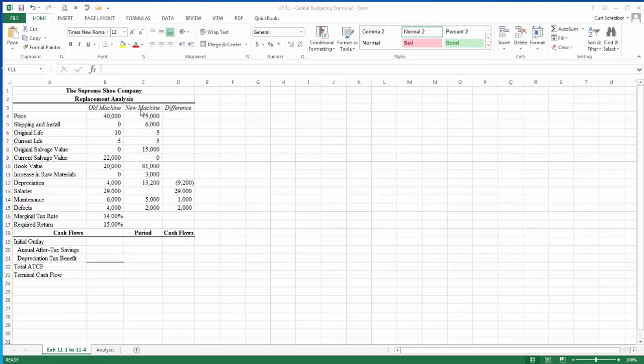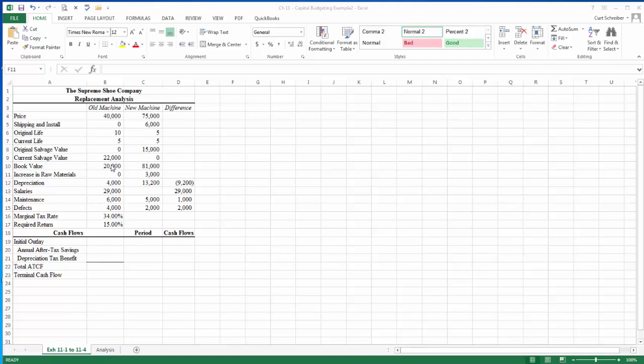If we purchase the new machine, we are going to be able to sell the old machine for $22,000. So even though the price of the old machine is no longer relevant, what is relevant to the problem is that we can sell it for $22,000. And the current book value, the old machine was depreciated from $40,000 down to $20,000. So if we sell it for $22,000, we will have a gain of $2,000.